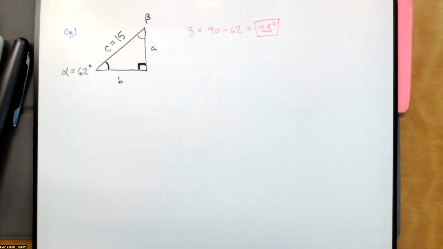Now it becomes way more difficult because we have choices. I can either go for side A or side B. And I have many ways to find side A and many ways to find side B. As soon as we know four things about a triangle, we have to start making decisions. I'm just going to go alphabetical. Let's find side A.